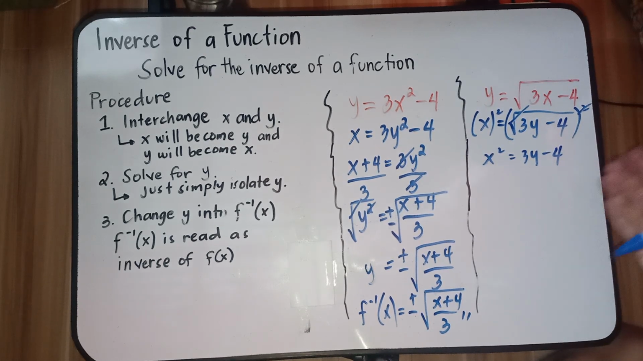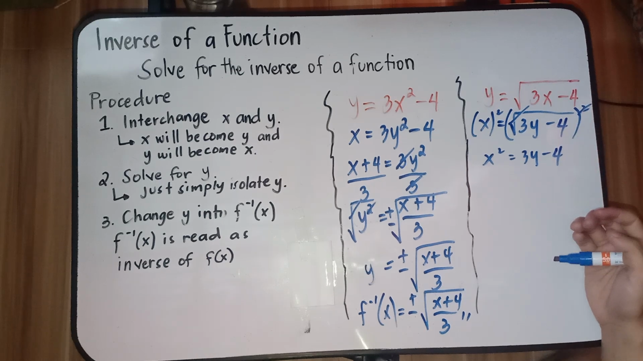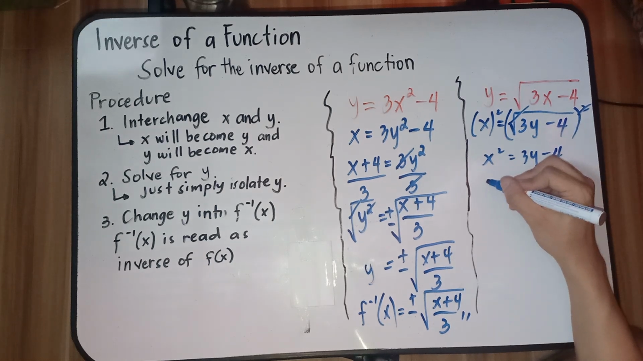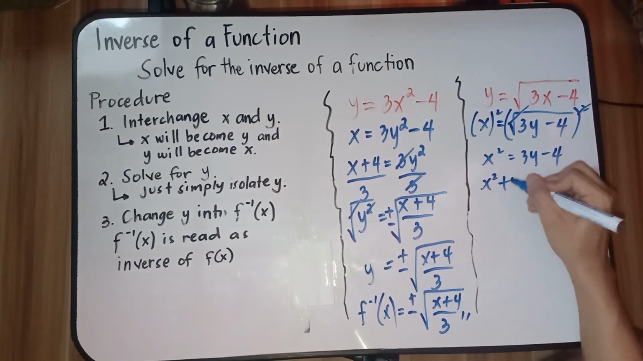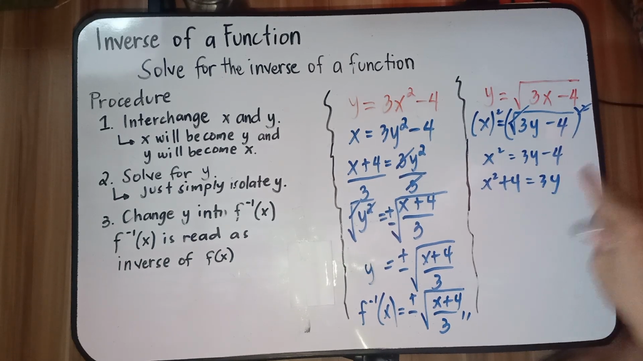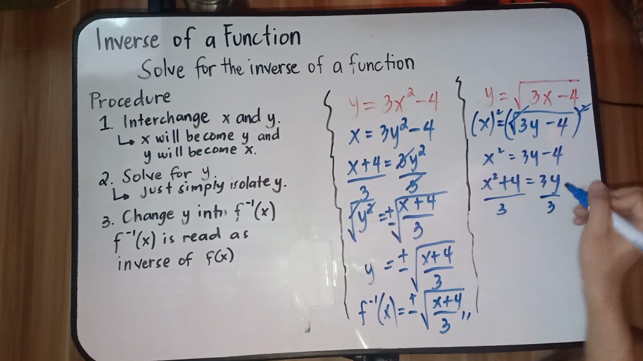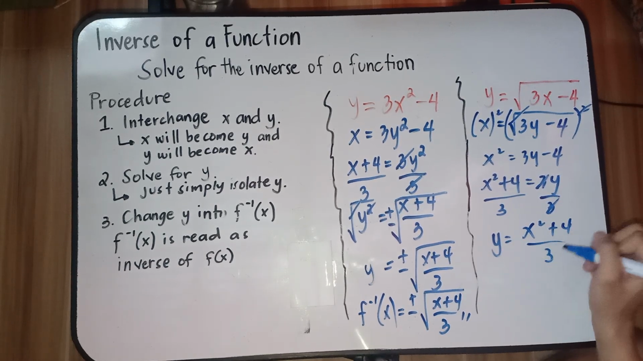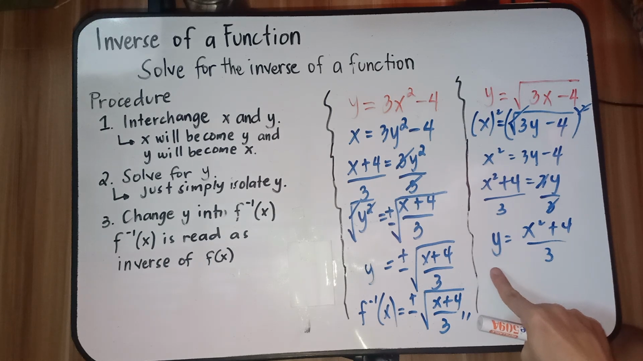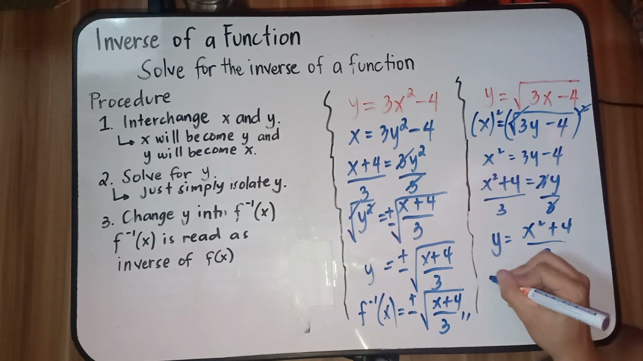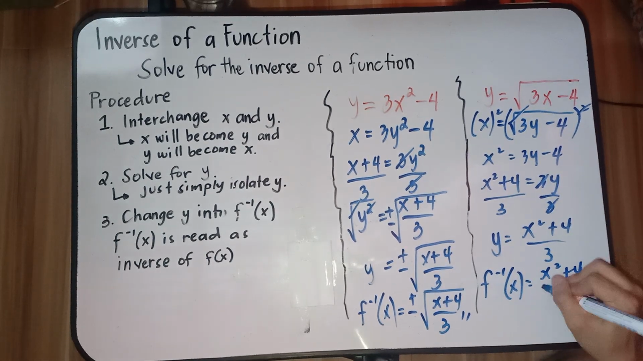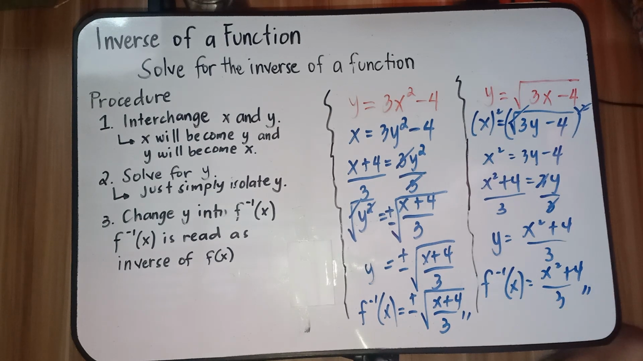Since 3y minus 4 is not inside the radical sign, we can transpose 4, or we can just isolate y. So we have x raised to 2 plus 4 is equal to 3y. Since y has a multiplier or numerical coefficient, divide both sides by 3. Divide by 3, cancel 3. So we have y is equal to x raised to 2 plus 4 over 3. Since we already isolated y, we can change y into inverse of f of x, which is equal to x raised to 2 plus 4 over 3. And that is the final answer.